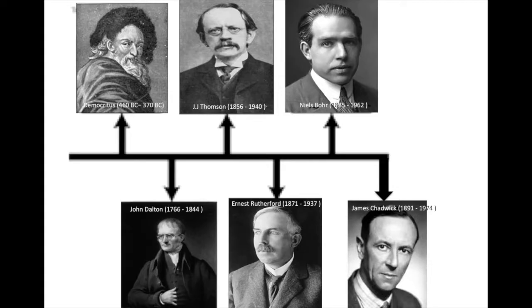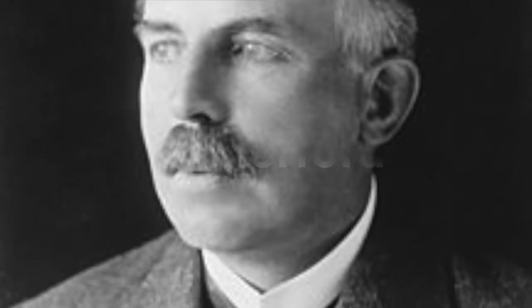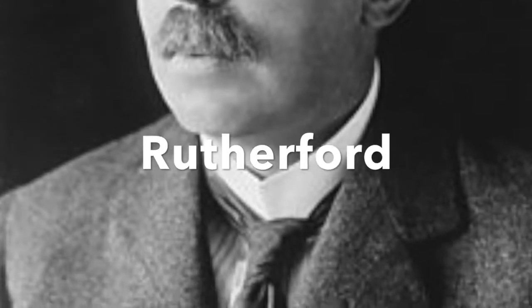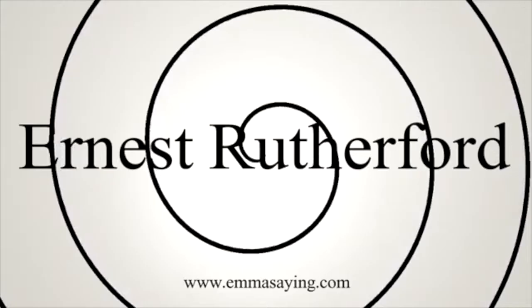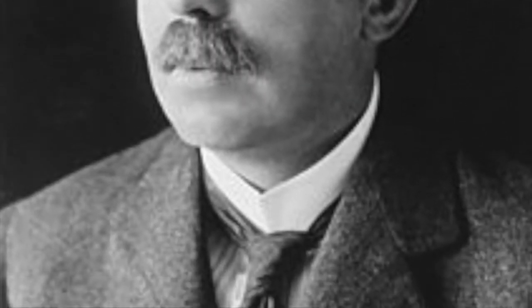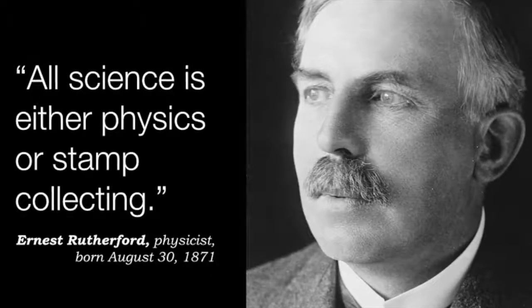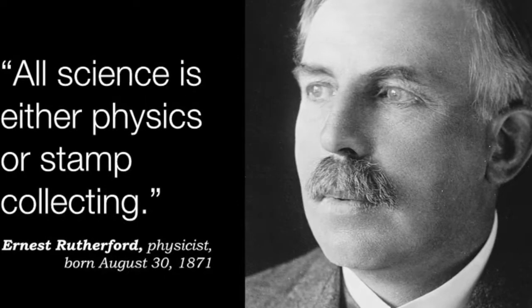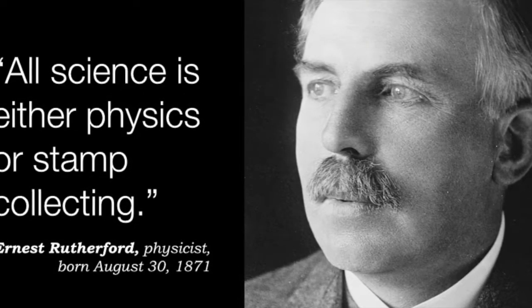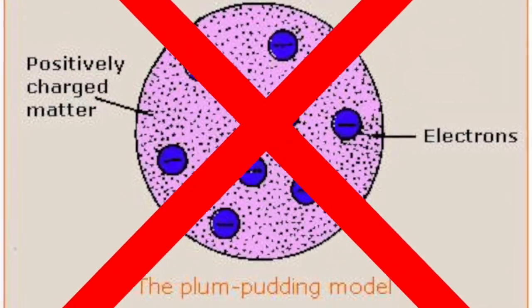The next person is Ernest Rutherford. Ernest Rutherford was born on 30th August 1871. He was a former student of J.J. Thomson and was also the one who proved that J.J. Thomson's plum pudding structure was incorrect.